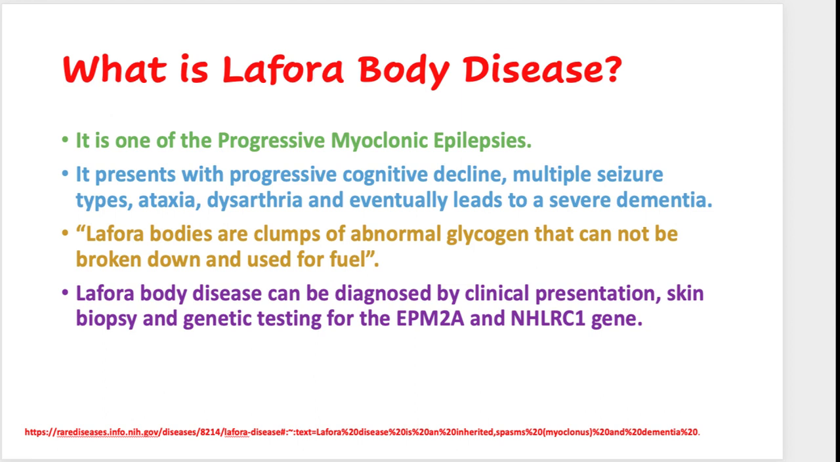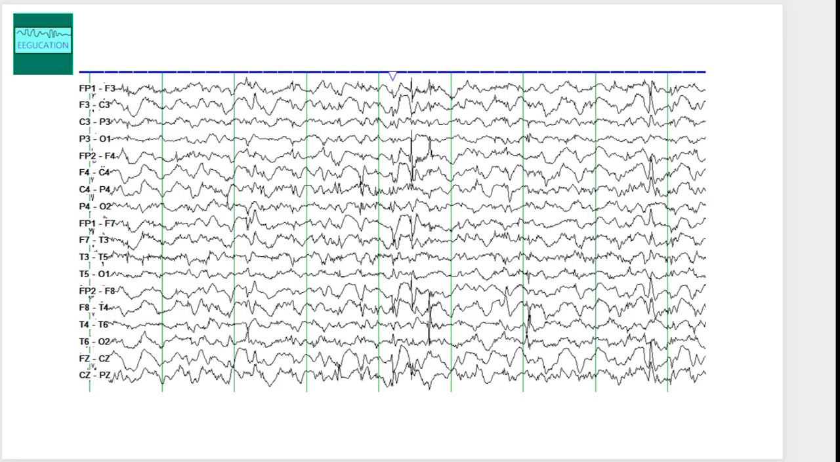done for specific genes called EPM2A and NHLRC1 gene. Unfortunately, this disease does not have a cure. Patients are treated for epilepsy and seizures and provided supportive care. So let's look at some of the EEGs from these patients. Depending on at what stage of the disease you see the patient, you may find some posterior dominant rhythm early on, but as the disease progresses, you start seeing a lot of slowing in the background.